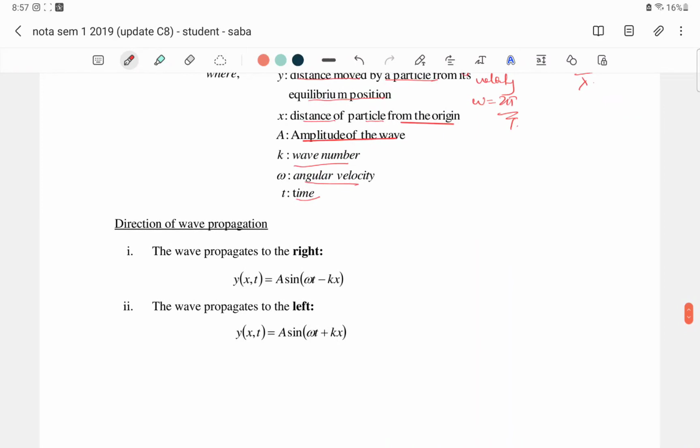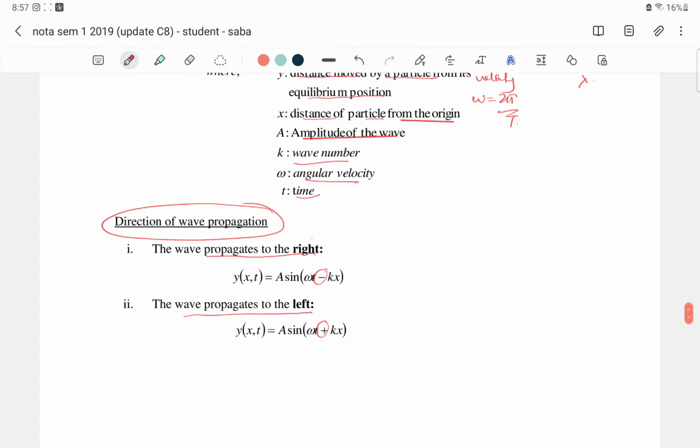Alright, so kat sini kita tengok the direction of wave propagation. There are two directions, where for the equation y(x,t) equal to A sin(omega t minus kx), the minus kx shows that the wave propagates to the right, and then satu lagi kita ada plus, the wave propagates to the left. So negative just means the direction of wave propagation.